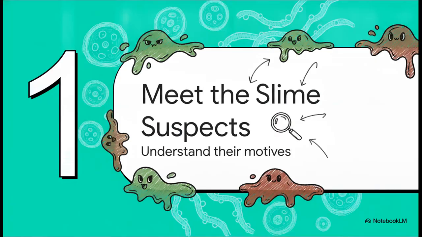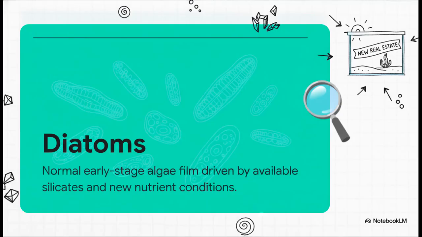All right, Section 1, meet the slime suspects and understand their motives. Before we can banish the slime for good, we really need to know exactly who we're dealing with here and what's driving them to crash your tank in the first place. Let's look at suspect number 1, diatoms.